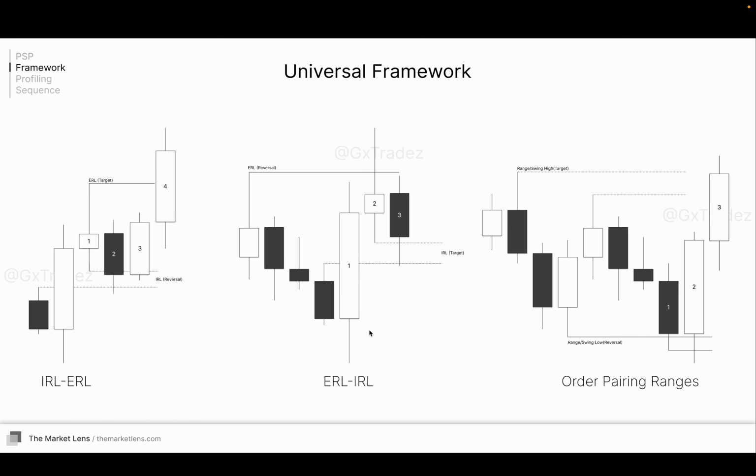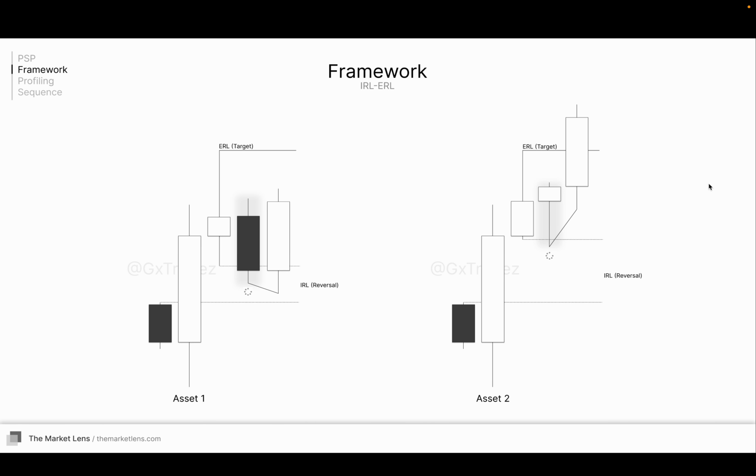Now let's get into where we apply swing points or precision swing points, and that is always within narrative, or framework, right? So what are the three frameworks we use? Internal to external, external to internal, and order pairing ranges, where we manipulate one side of the range and distribute in the opposing side of the range. So let's go and add these two together. What does that look like?